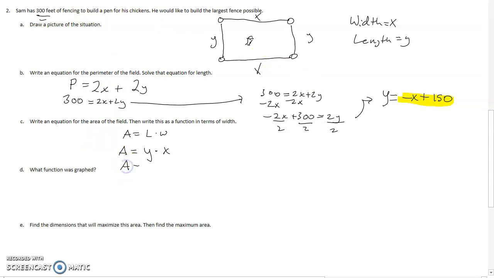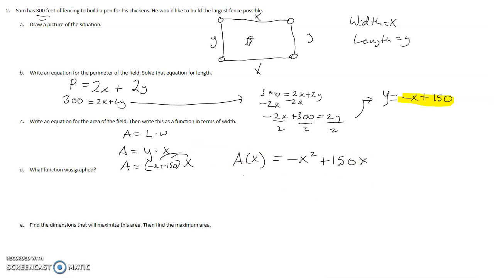So what I'm going to do now is we're going to substitute in there for y because we don't want 2 letters here. We just want 1. So I'm going to put negative x plus 150 and then we're going to distribute the x in here. So my final formula or function, now I'm going to write this in function notation because x is the width. So it's the area in terms of the width is equal to negative x times x is negative x squared. And then 150 times x is a positive 150x. And there is my function for the area of this pen in terms of the width.